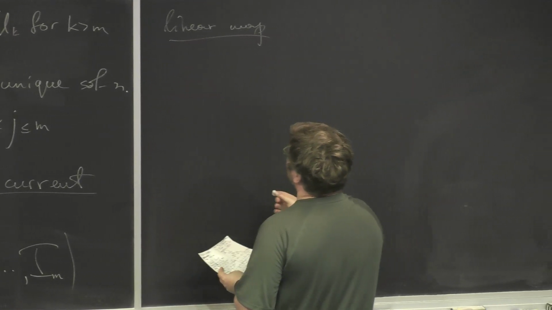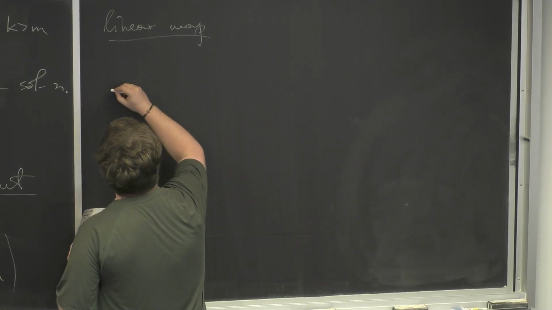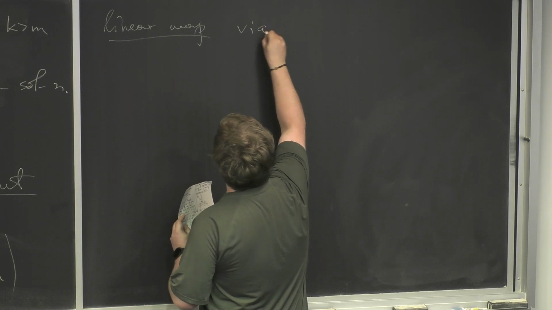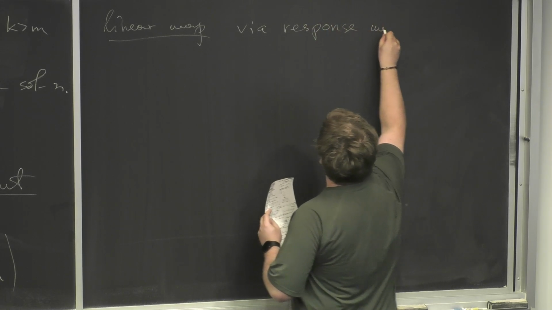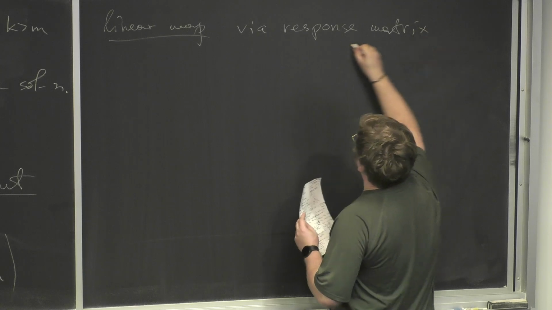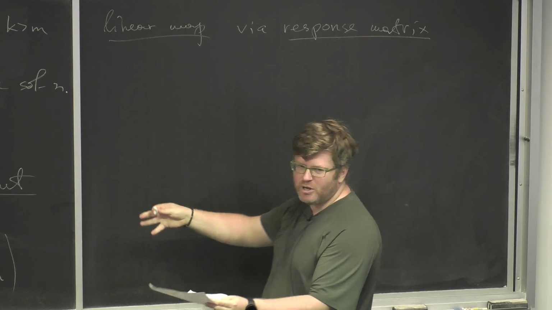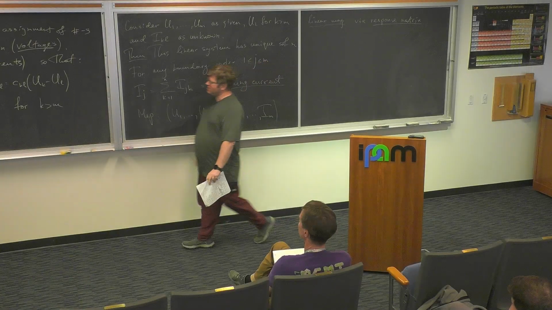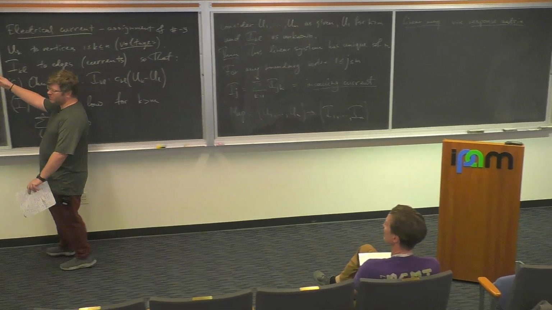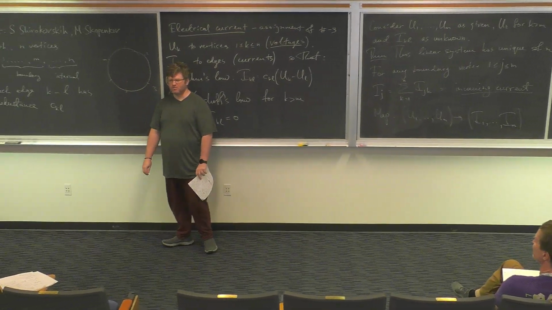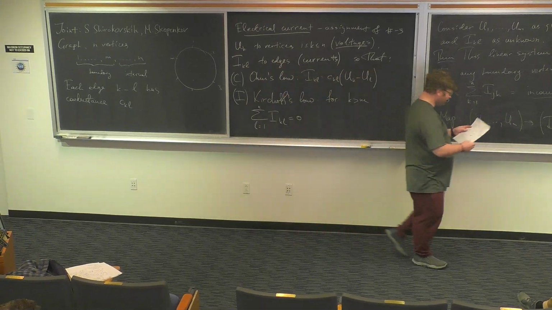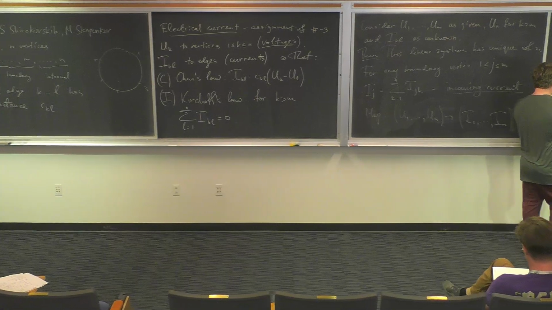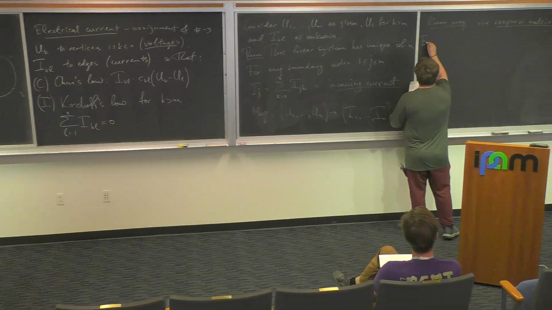And the matrix which realizes it is called the response matrix. Right, so this linear map is just multiplication by some matrix which is associated to this specific graph with those specific conductances. Right, so to each such electrical network, there's an associated response matrix. Okay, let's do an example.